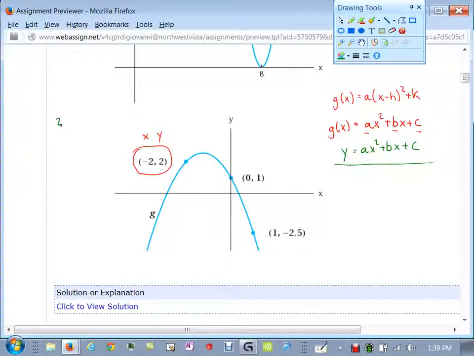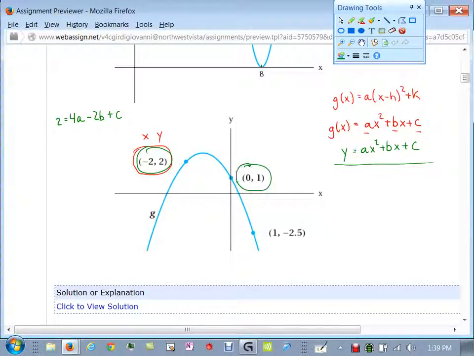We have 2 equals a times x squared. X is negative 2, squared is 4, so 4a, plus b times x, but x is negative 2, so b times negative 2 is negative 2b, and then plus c. So that's the first thing. That's what I get when I plug in this point. I get that equation. So I have one equation right now, and I have 3 unknowns.